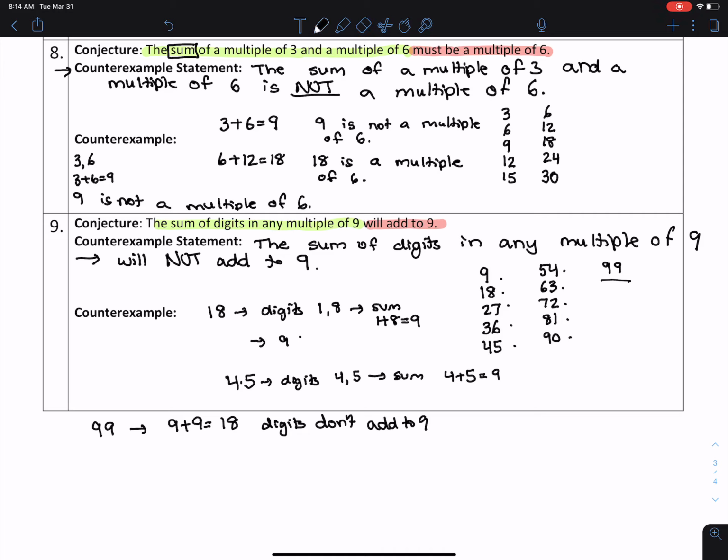And if I look at any example here, 9, 1 plus 8 is 9, 2 plus 7 is 9, 3 plus 6 is 9, 4 plus 5 is 9, 5 plus 4 is 9, 6 plus 3 is 9, 7 plus 2 is 9, 8 plus 1 is 9, and 9 plus 0 is 9. But when I get to 99, which is 9 times 11, which is a multiple of 9, those digits don't add to 9. So this would be my counterexample here because the digits don't add to 9.